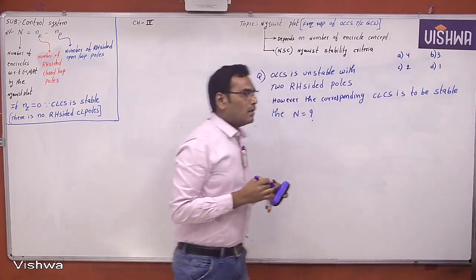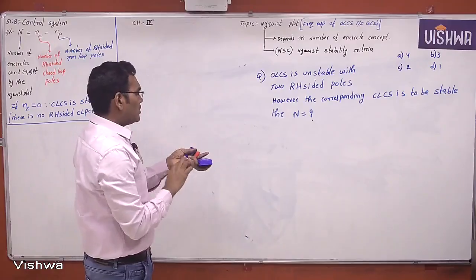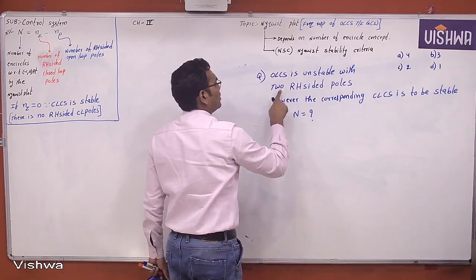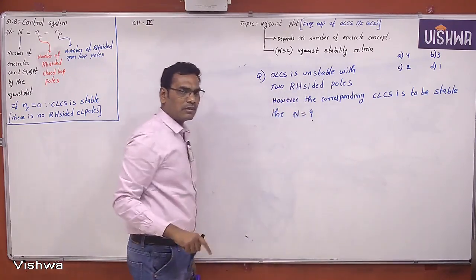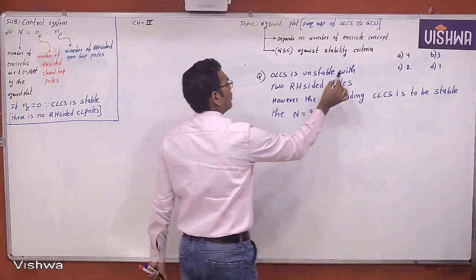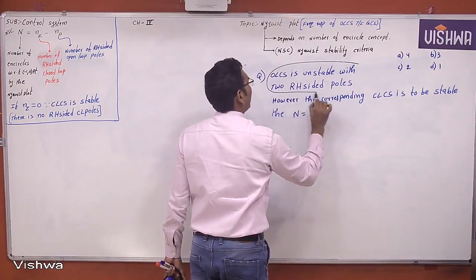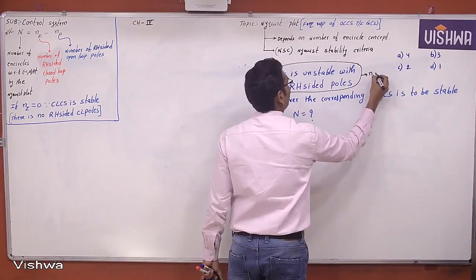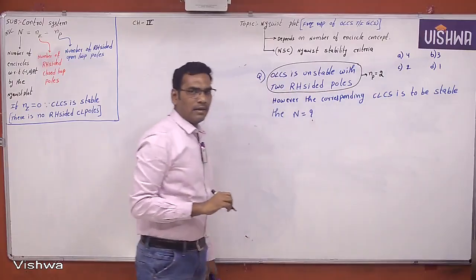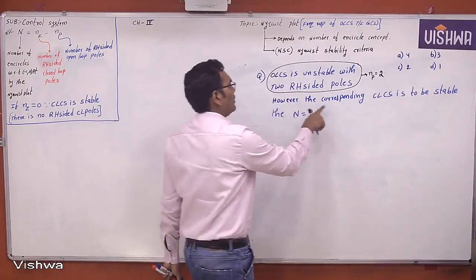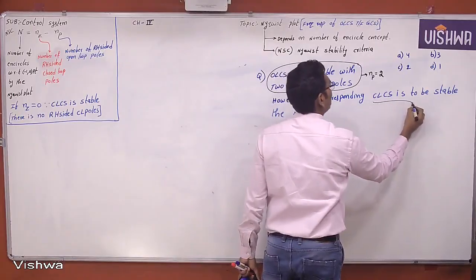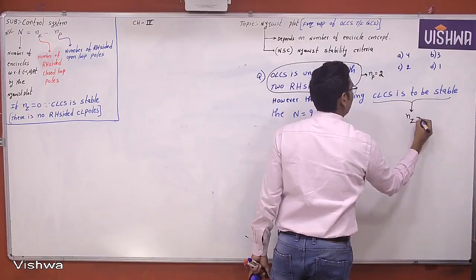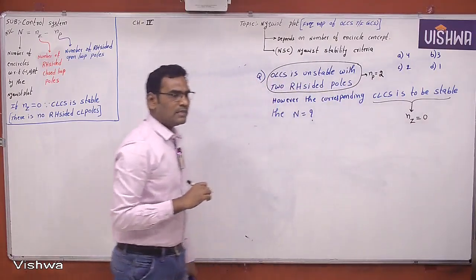Now see here. The open loop control system is unstable. Why? Because the open loop control system has two right hand sided poles. What is the meaning of that? It means NP equal to 2. However, the corresponding closed loop control system is stable, which means that NZ equals 0.